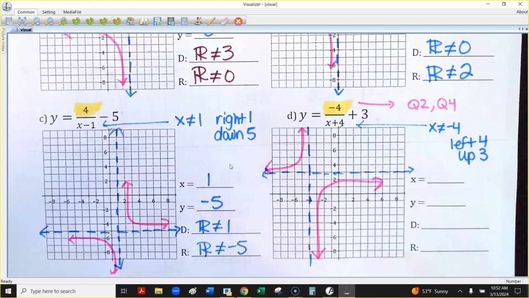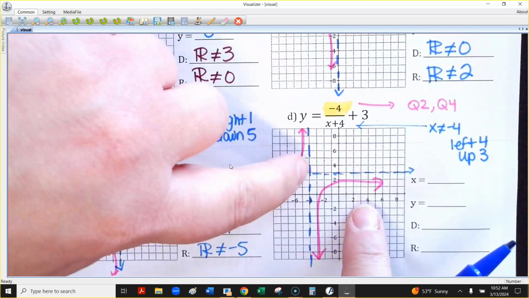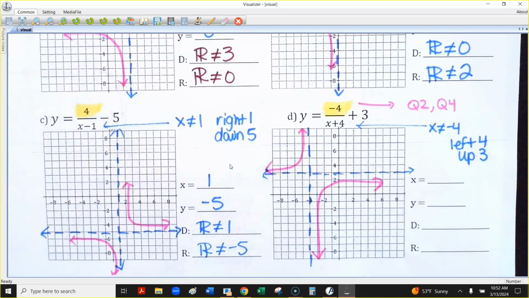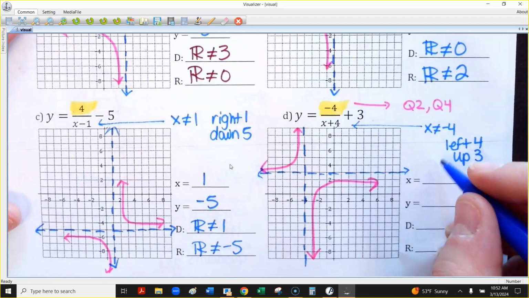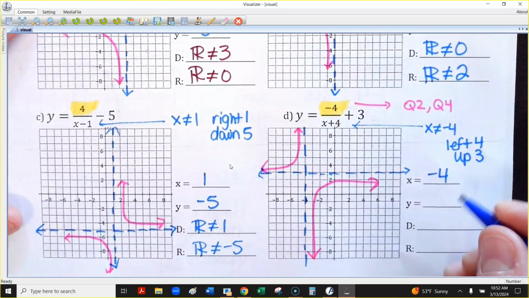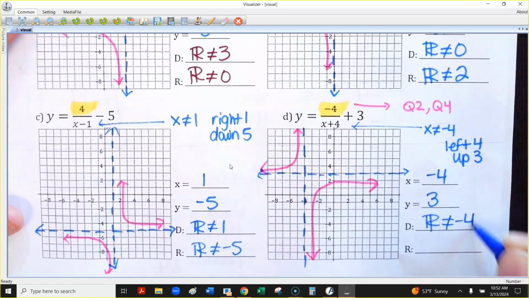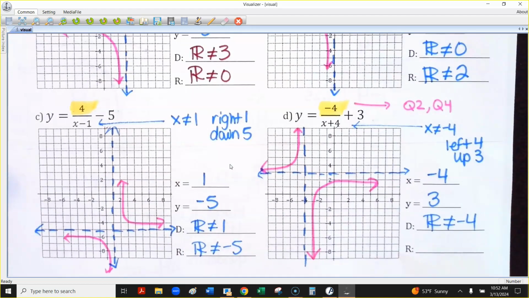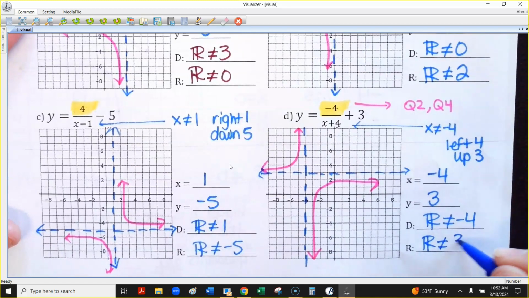It doesn't matter. You still have one branch that goes up forever, one that goes down forever, one that goes right forever, and one that goes left forever. So the domain and range would be the same way you just did the last 3 questions. So x can't be negative 4, that's your asymptote. y is not going to hit 3. Your domain, it's all real numbers, but we can't plug in negative 4 because that would cause us to divide by 0. And your range, you're going up and down forever there, but you're not going to touch the 3.